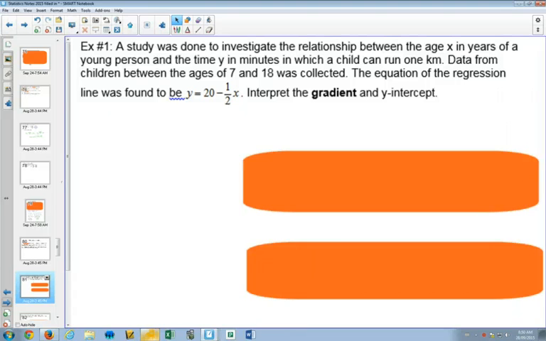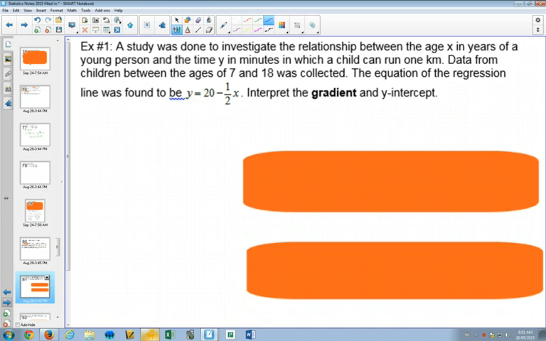This one's between age in years and the time that they can run 1 kilometer. Nothing like making a 1-year-old run a kilometer. Now, they've only collected data from 7 to 18-year-olds, and they came up with this equation of the regression line to be y equals 20 minus 1/2 x. So we want to discuss what is the gradient in this one, what does it mean, and what's the y-intercept, and what does it mean.